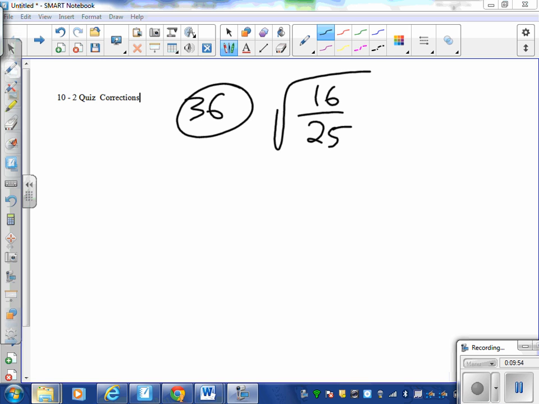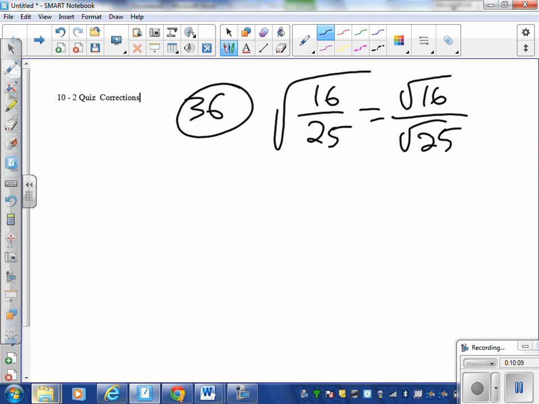Next problem, number 36. We have 16 over 25. Another way of looking at this problem, to make it a little easier, you could rewrite this as the square root of 16 over the square root of 25, and you do it just like you did before. What's the square root of 16? 4. Square root of 25? 5. So that would be our final answer.